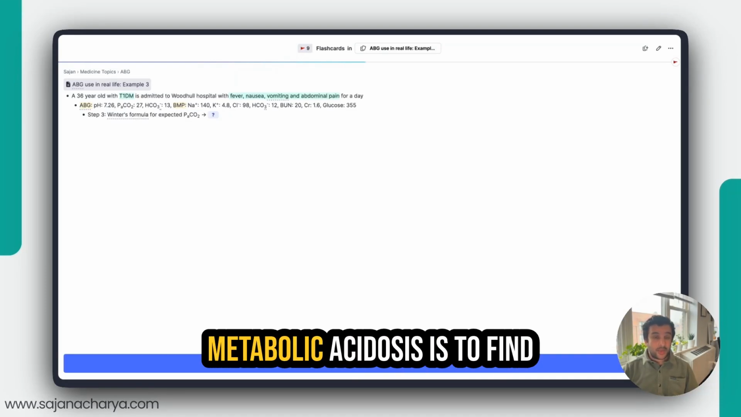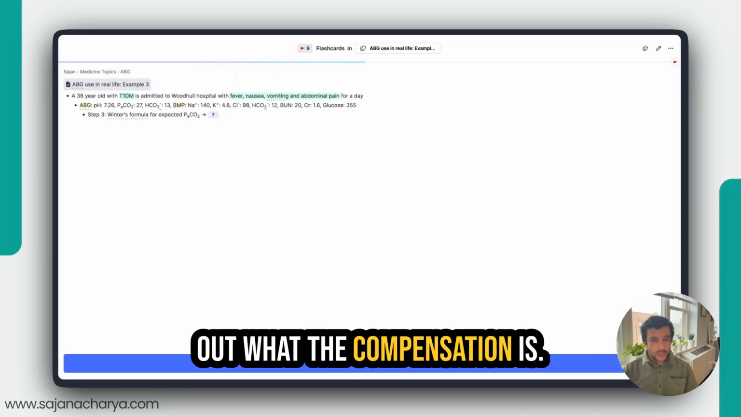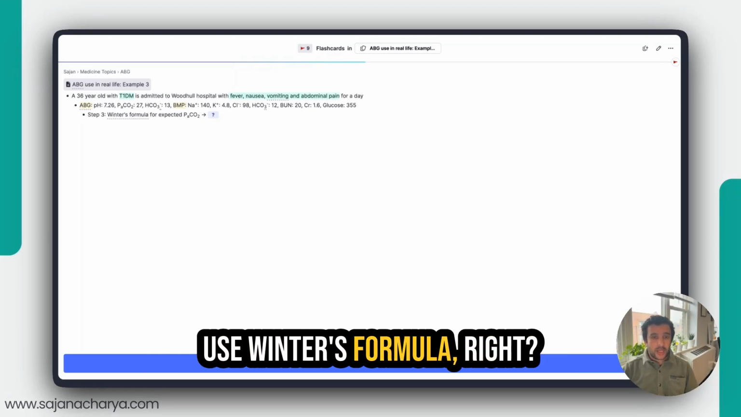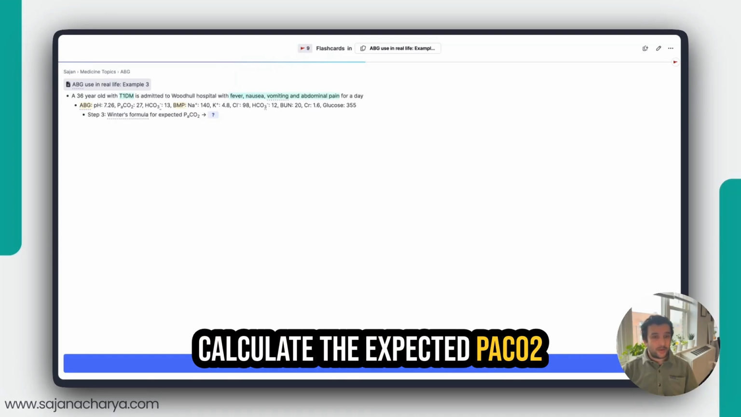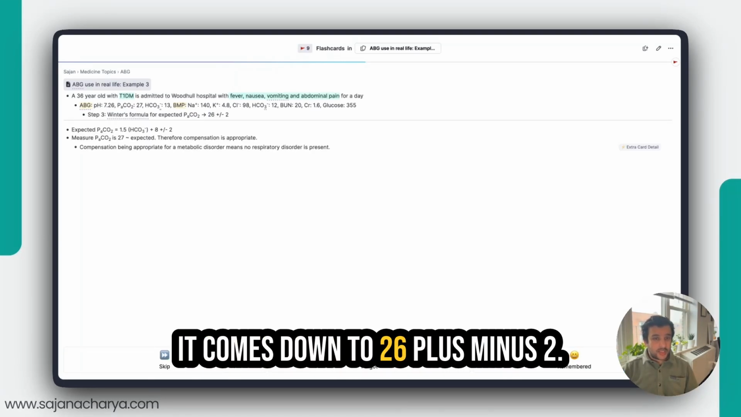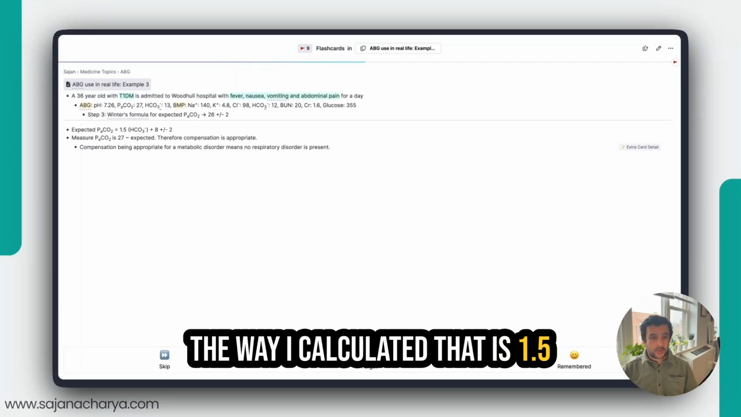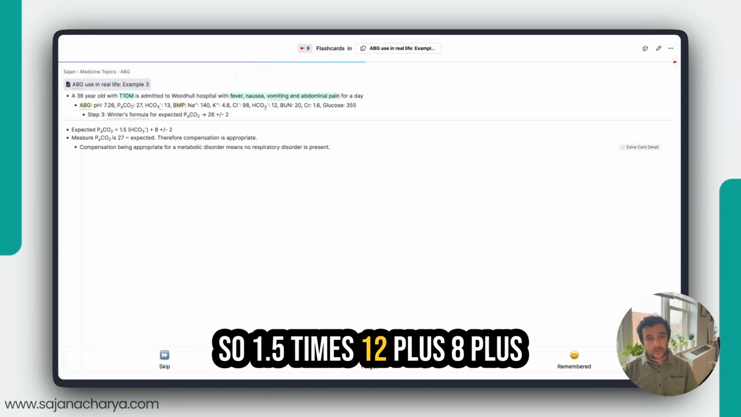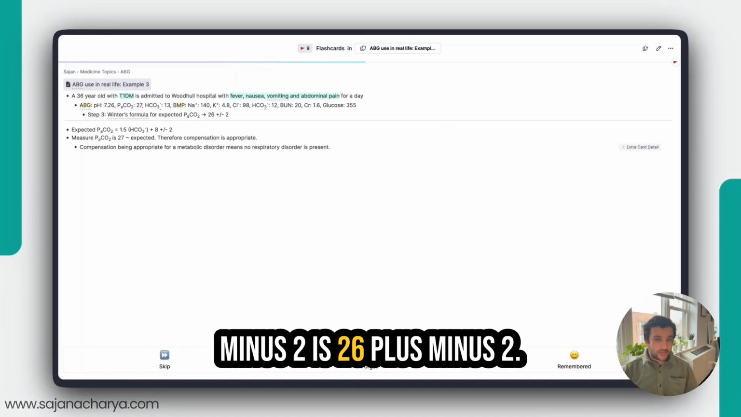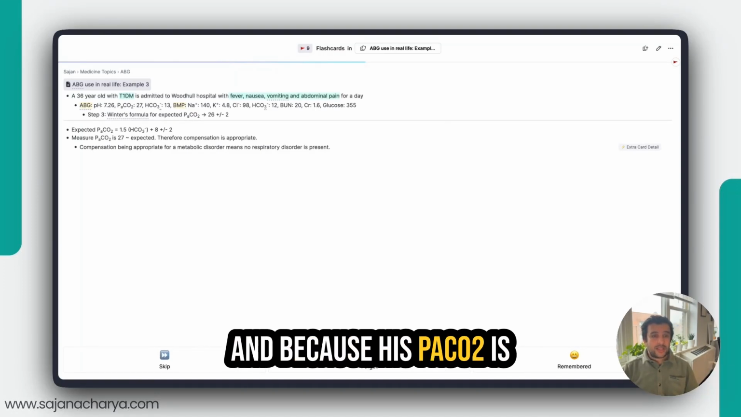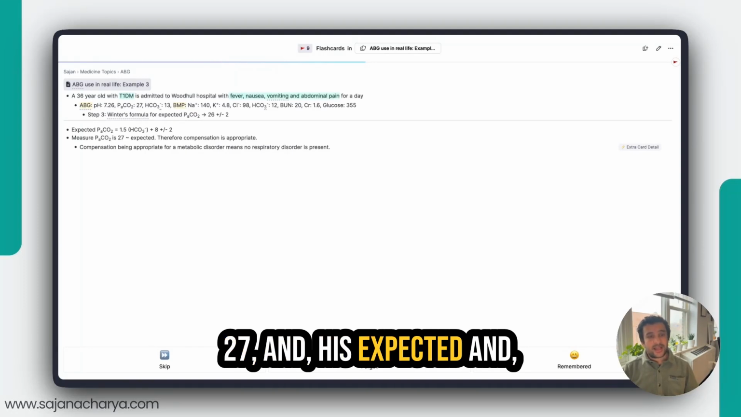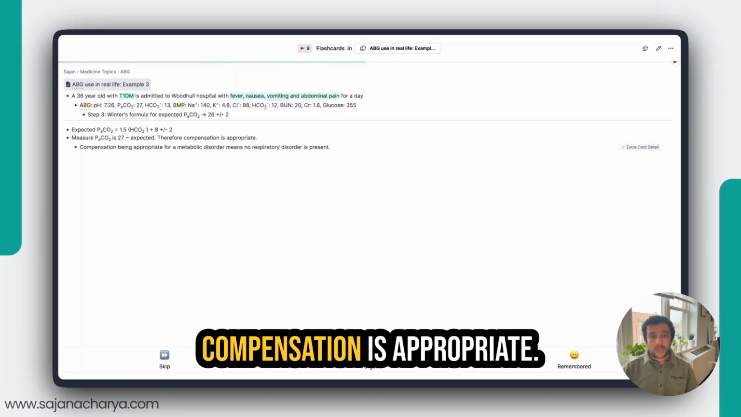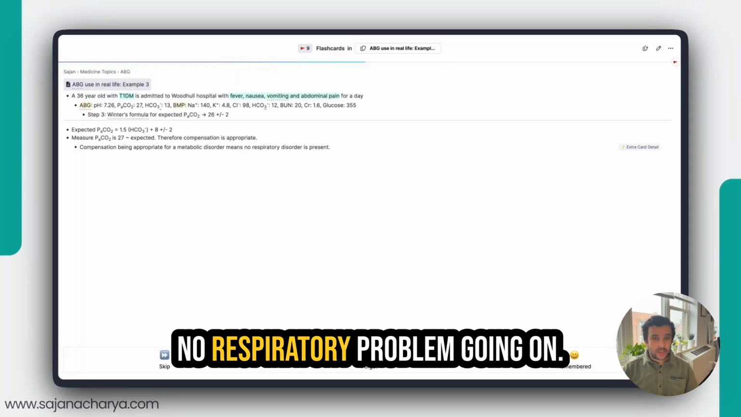The third step, if it is a metabolic acidosis, is to find out what the compensation is. The compensation for metabolic acidosis is respiratory compensation, and for that we use Winter's formula, right? Calculate the expected PaCO2 from Winter's formula. It comes down to 26 plus minus 2. The way I calculated that is 1.5 times bicarb plus 8 plus minus 2. His bicarb is 12 in BMP, so 1.5 times 12 plus 8 plus minus 2 is 26 plus minus 2. And because his PaCO2 is 27 and his expected and measured are almost the same, that means the compensation is appropriate. What that means is that there is no respiratory problem going on.